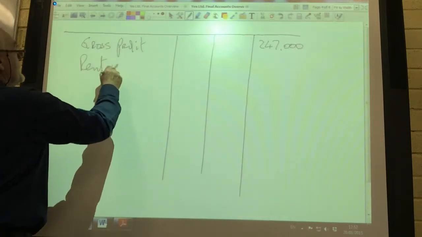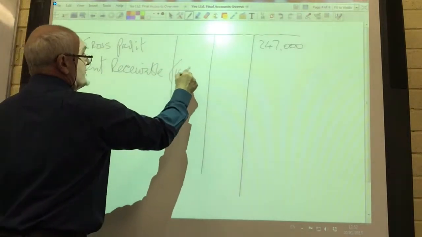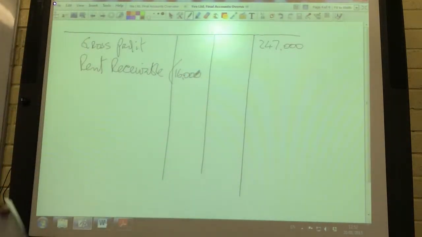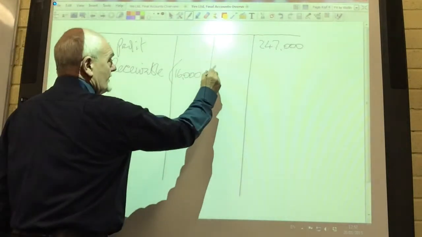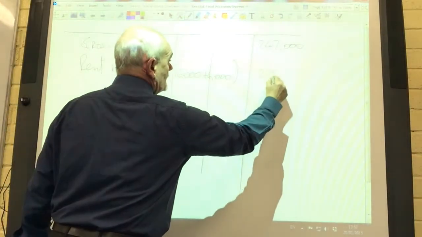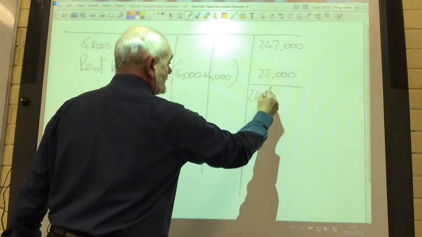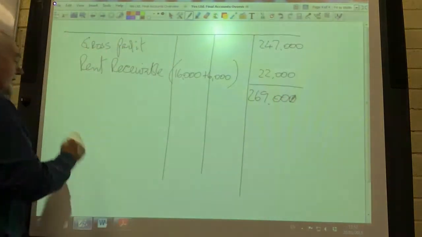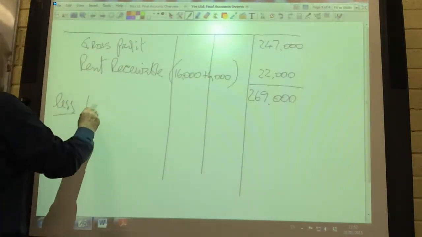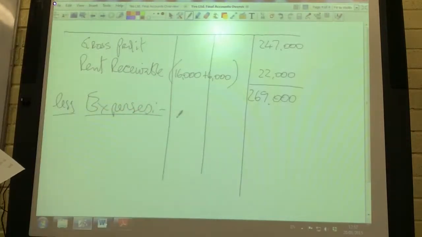So we have rent receivable. We received 16,000, but we don't just put down the amount we received, we're also owed another 6,000 due to us. We see that in the adjustments down under the trial balance. So the appropriate figure for rental income or rent receivable is 22,000, bringing us up to 269,000, from which we subtract our expenses, less expenses. And we've got 1, 2, 3, 4, we've got 5 expenses in this question.